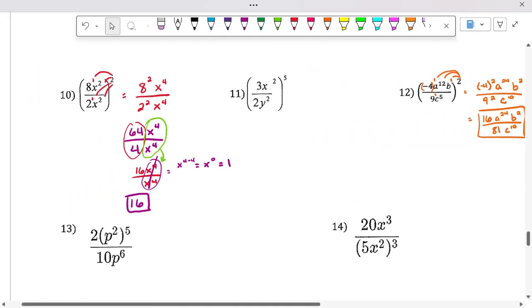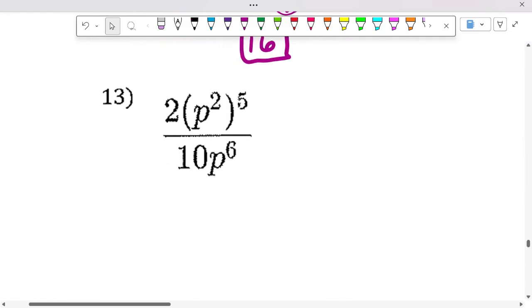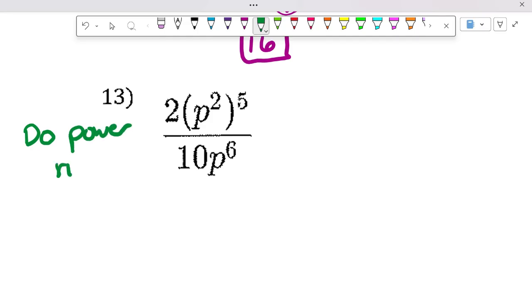All right. Last one I want to talk about. Look at 13. So this is multiple rules happening at once. If you have multiple rules happening at once, I always tell my students, do the power rule first. I don't care what you do after the power rule. You can multiply or divide after the power rule, but you need to do the power rule first if you have multiple things going on.